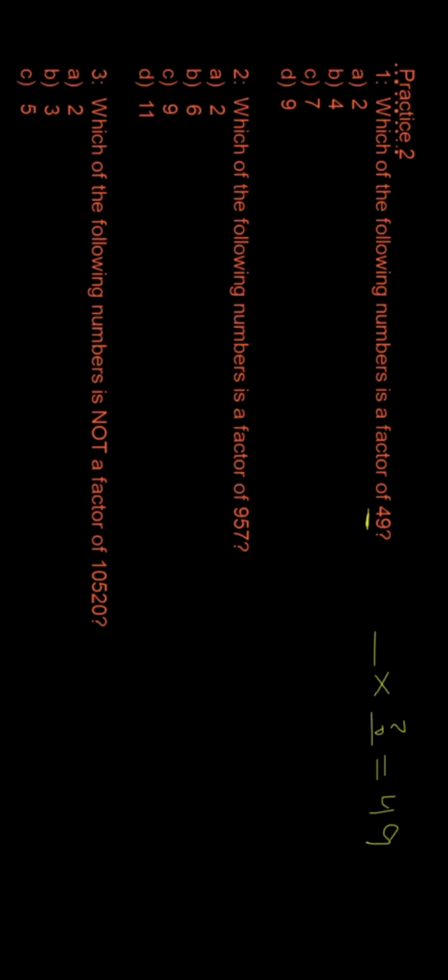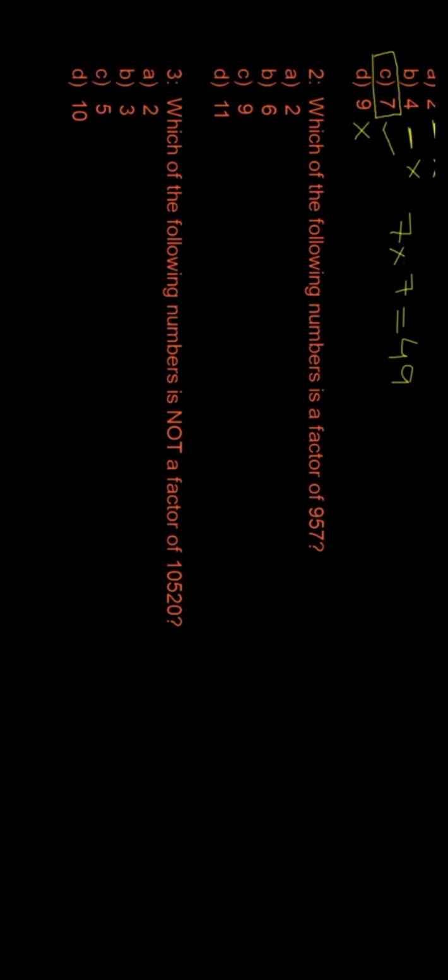What is that something? It does not come up in the table of 2. It does not come up in the table of 4. It does come up in the table of 7, right? 7 squared is 49. Does it come up in the table of 9? No, it doesn't. So 7 is a factor of 49. That's the idea. Let's try and do the other two.